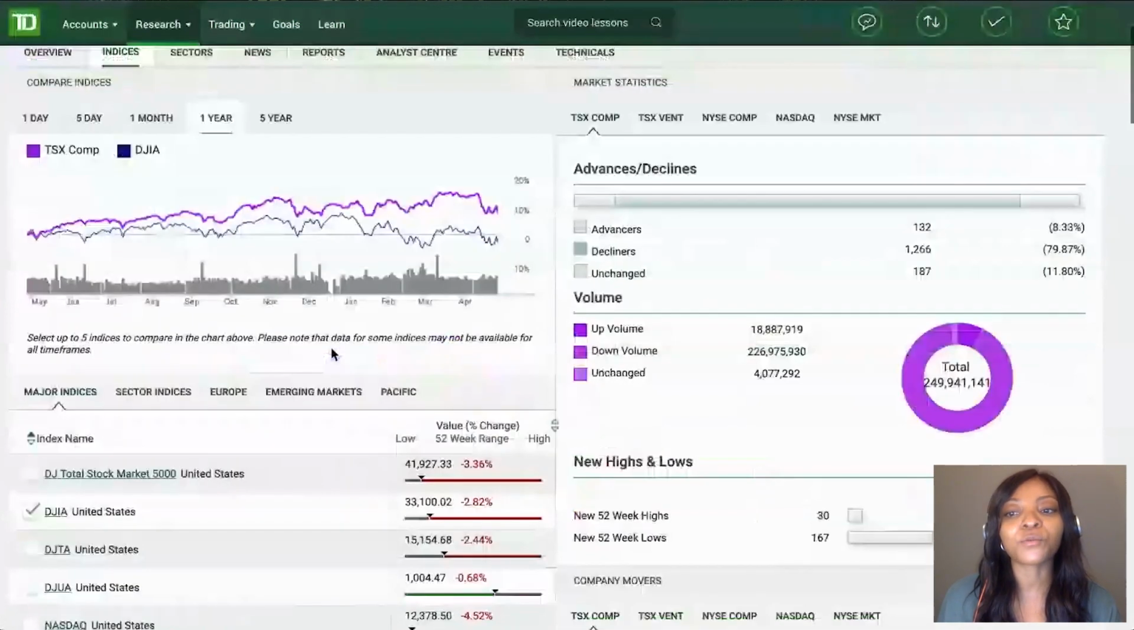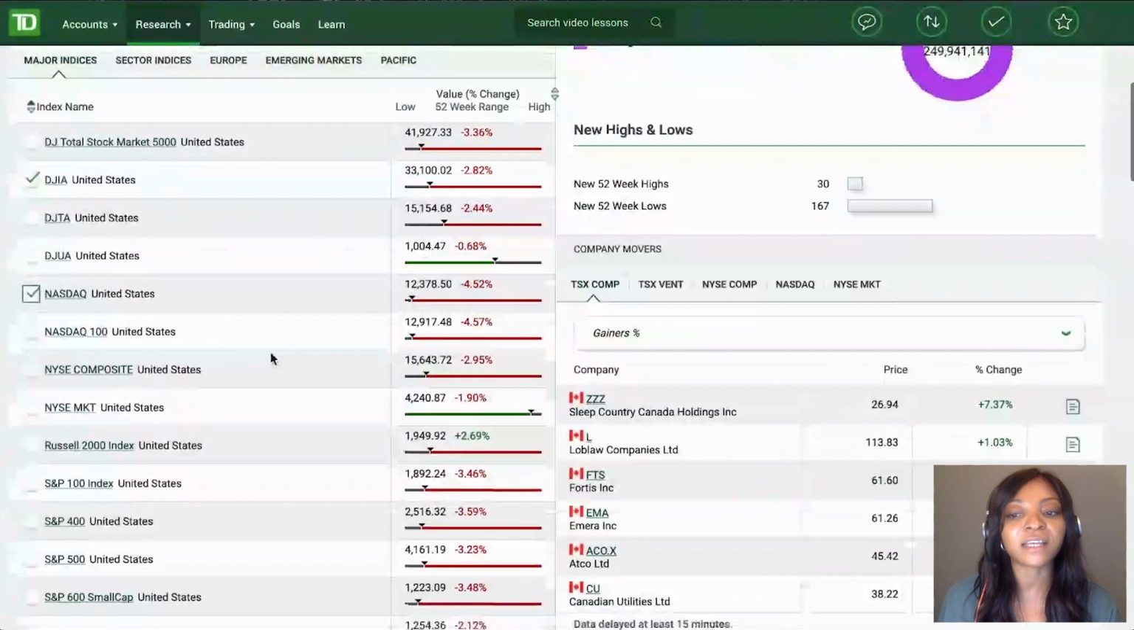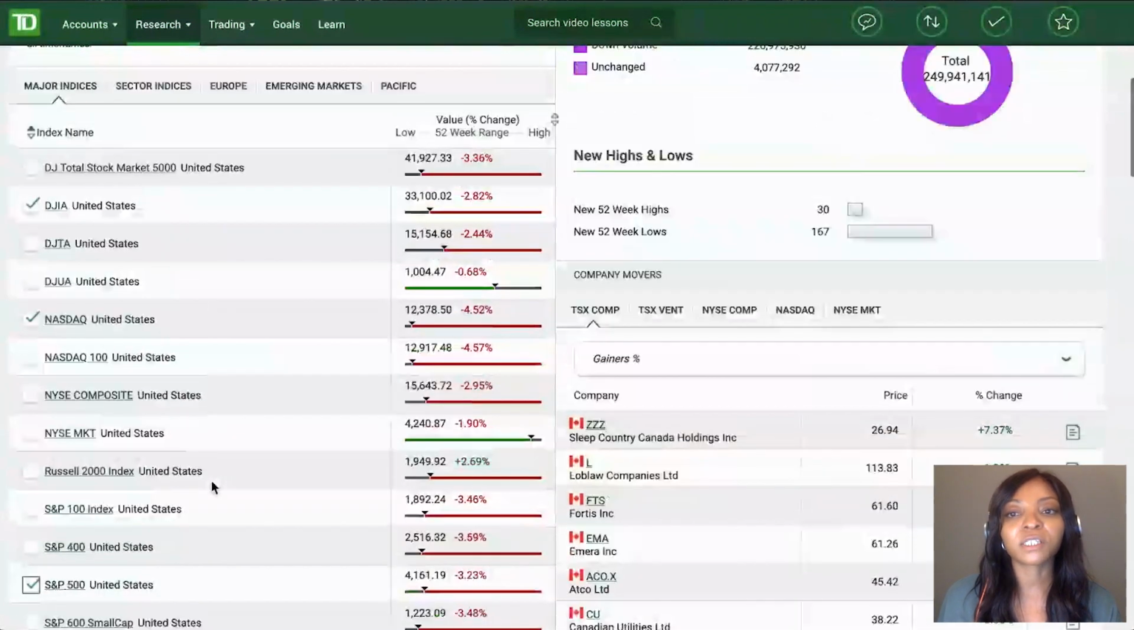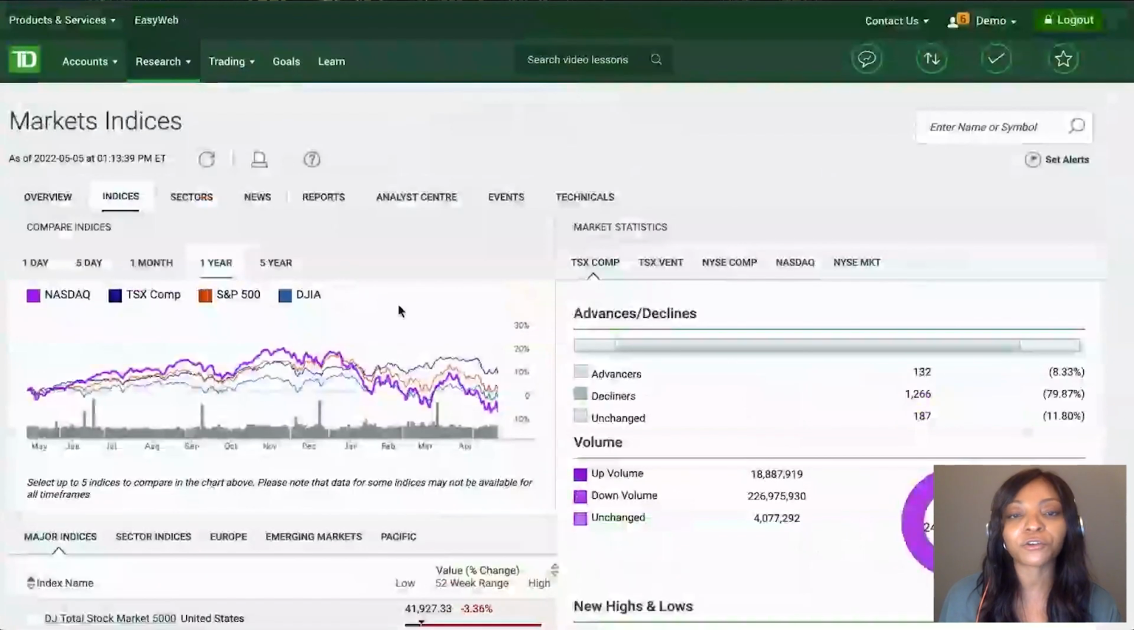And let's say I decide I want to add the NASDAQ, which is an index that tracks about 3,000 companies that trade on the NASDAQ exchange. And let's say maybe I also want to add the S&P 500. So I'm going to scroll back up. And once I do that, as an investor, I can see how all these markets are trending compared to each other.